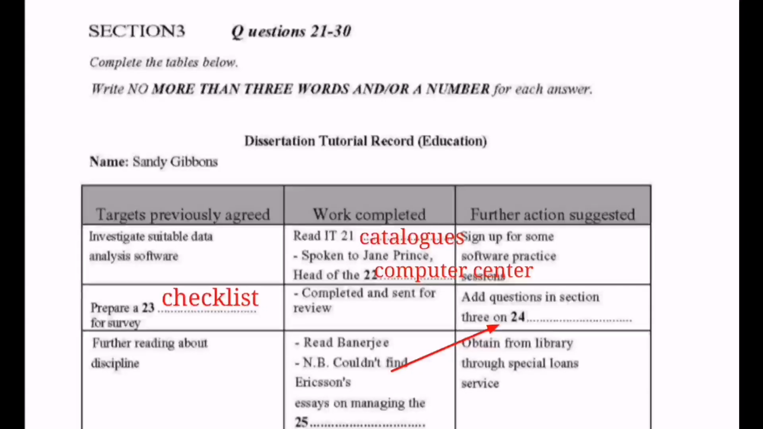Yeah. And for question number 24, the answer is teaching experience.